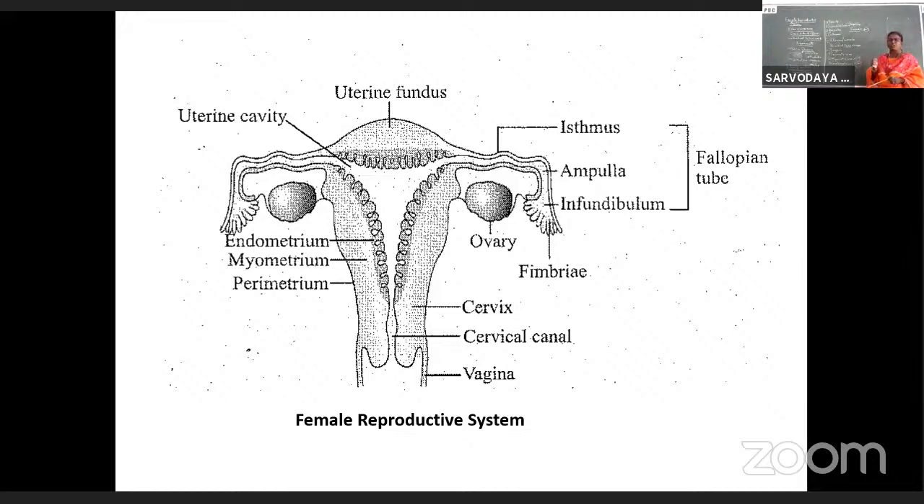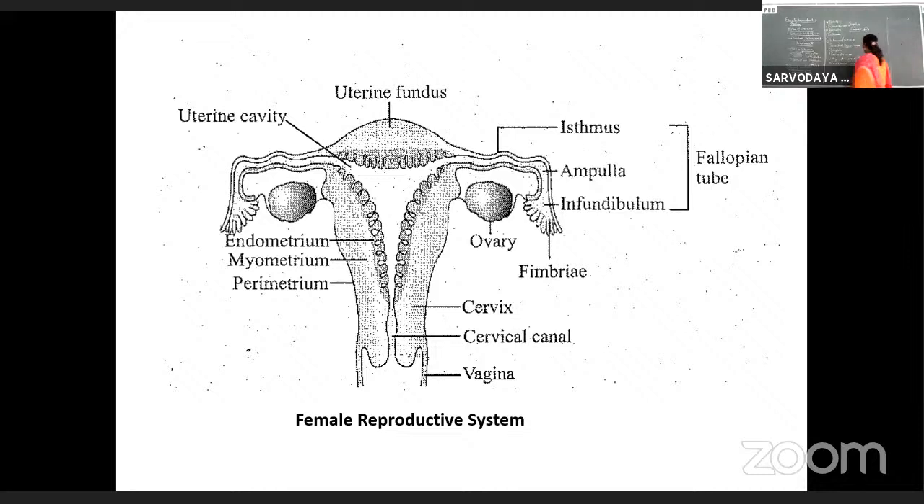What is the function of myometrium? Next, what is the function of endometrium? As I've already mentioned, what is the myometrium made up of? Muscle tissue. So what is it useful for? It is going to help at the time of delivery, for contraction and relaxation of the uterus.